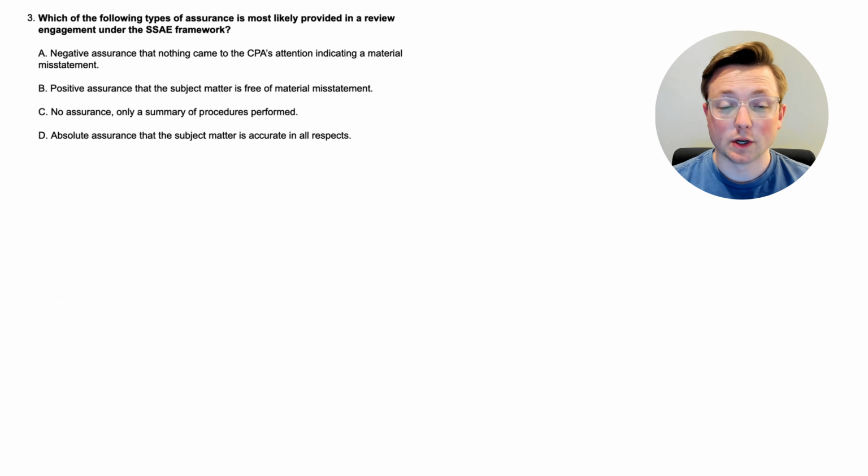All right, here we are at question 3. Which of the following types of assurance is most likely provided in a review engagement under the SSAE framework? So we talked a little bit about assurance in the first question. Now let's go through these options and we'll start learning about it in this question a little bit more.